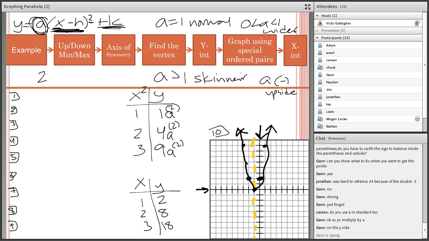And then these are directions on where to go from your vertex. So you put your pencil on the vertex, and you go over 1 and up 2. And you go the other direction also, over 1 and up 2. Then you put your pencil back on the vertex and you go over 2. Oops, I went too far. Over 2 and up 8. Over 2 and up 8. And if you could fit 3, 18, I would say graph that one also.